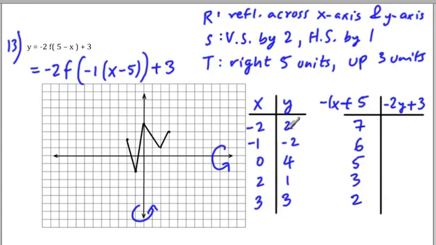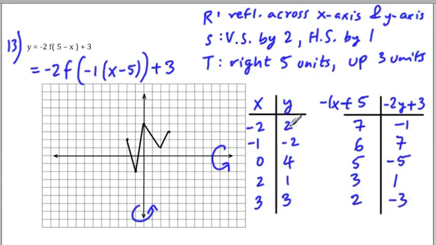Let's do the y's. Negative 2 times 2 is negative 4. Negative 4 plus 3 is negative 1. Negative 2 times negative 2 is 4. 4 plus 3 is 7. 4 times negative 2 is negative 8. Negative 8 plus 3 is negative 5. 1 times negative 2 is negative 2. Negative 2 plus 3 is simply 1. And finally, 3 times negative 2 is negative 6. Negative 6 plus 3 is negative 3.